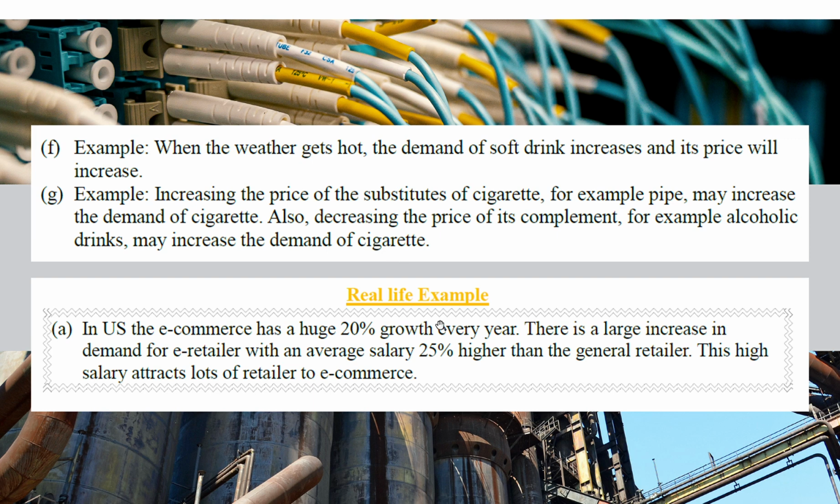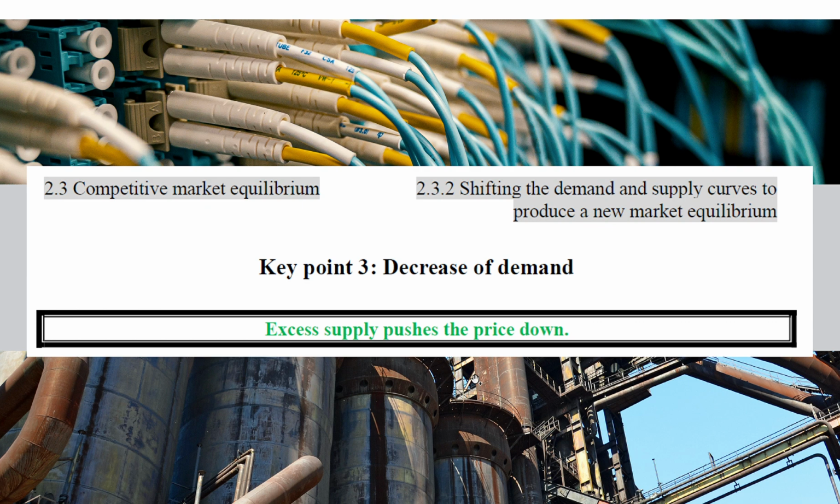Real life examples, you have to cite some. For example, e-commerce, now it's very popular, right? You buy things from the internet too, right? So in the US, e-commerce grows about 20% every year, so there's a large increase of demand for labor, special labor for e-retailers. So the price of them, the salary, increases to 25% higher than for general retailers. So high demand for e-retailers, high price, high salary for e-retailers. They move up together, demand and price. And then decrease of demand.